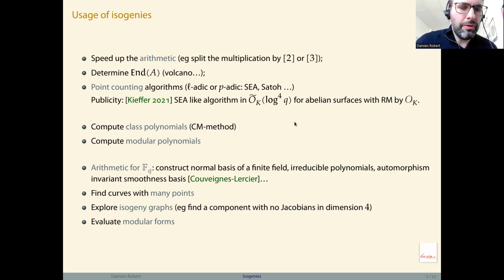I also use isogenies with Ritzenthaler to find curves with many points, and to explore the isogeny graph, for instance to find an isogeny component with no Jacobians in dimension 4. As you know, in general, in dimension 4 an abelian variety is not a Jacobian, but maybe it could be isogenous to a Jacobian, but we found some component where there are no Jacobians. And they can also be used to evaluate modular forms.